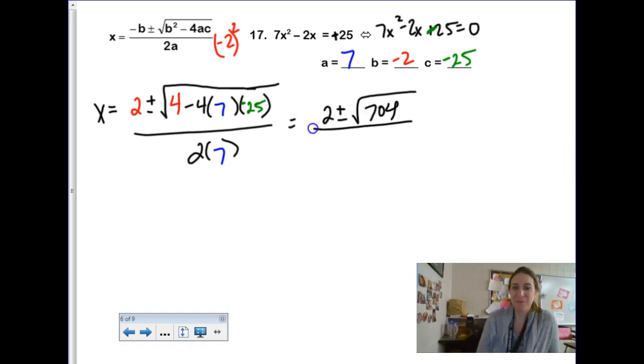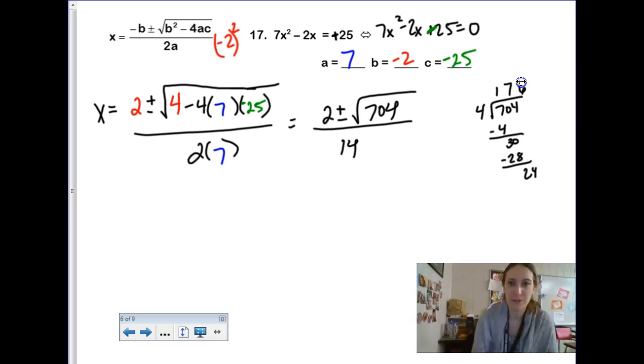Alright, over 14. Let's see, 704, not divisible by 4. I don't think it reduces at all. So, I think, well, is it divisible? Oh, it is divisible by 4. This is where I really wish I had a calculator. Alright. Oh no, bigger. Alright, I'm going to go dig for a calculator for a minute.